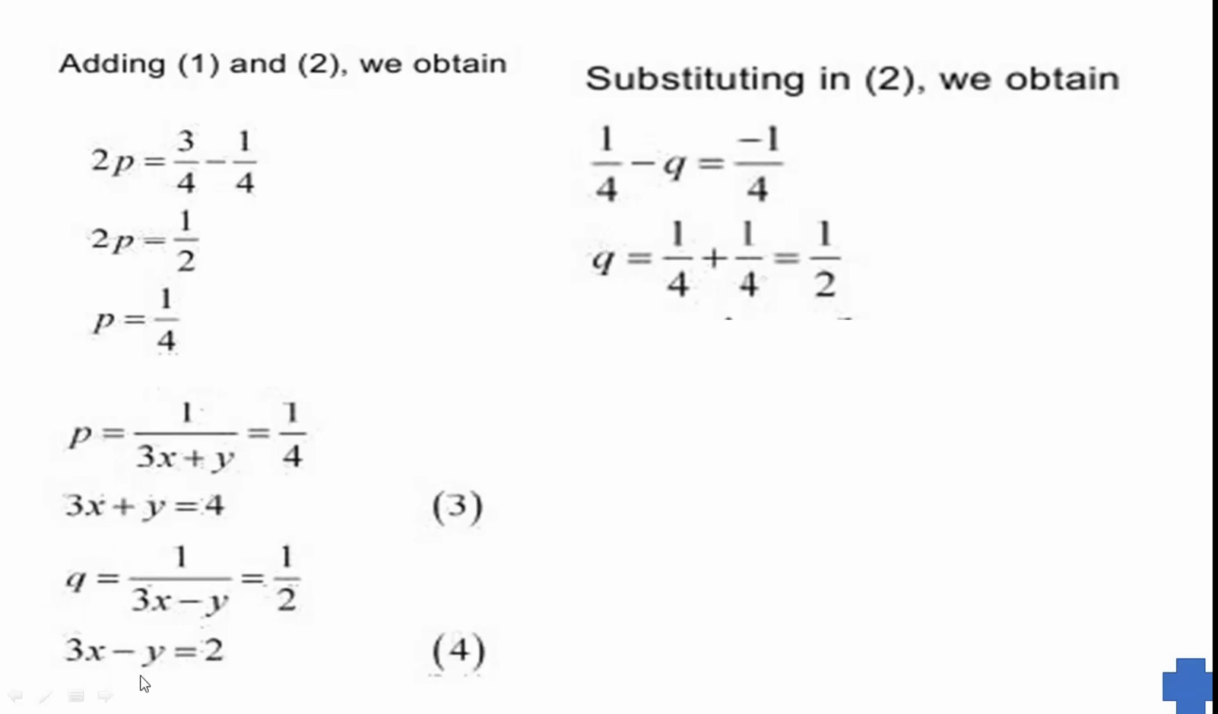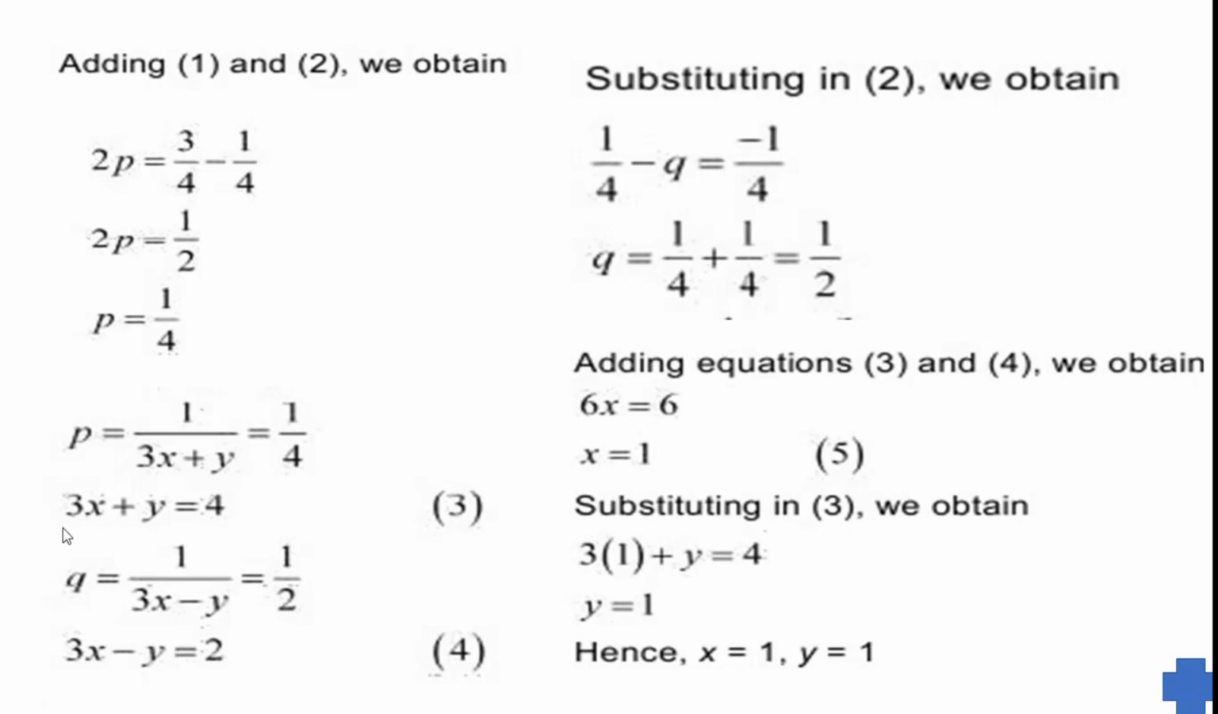When we add equation 3 and 4, we get 3x plus 3x equal to 6x, plus y minus y cancel, 4 plus 2 is equal to 6, x becomes 1. Substitute this value of x in 3, it becomes 3 into 1, 3, taking it to the other side, 4 minus 3 is 1, hence y is equal to 1. So your final solution becomes x equal to 1 and y is equal to 1.